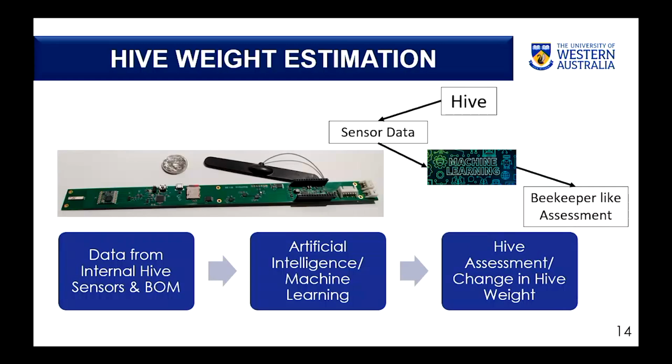But in our case, what we are trying to do is collect electronic sensor data from inside the hive, and the weather data from BOM, and estimate what? The weight of the hive. So for this project, we had to collect the weight because that was the ground truth. That is what we needed for training. But once the training is complete, the weighing scale goes out of the equation and is not required anymore.